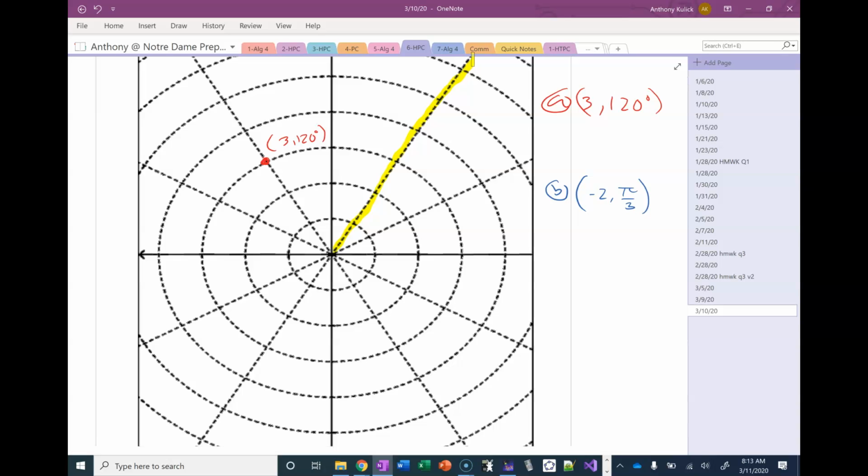But this time I'm going -2 units along this line. So which way am I really going? I'm going down here, right? So 1, 2 would be down here. Is everybody okay there?